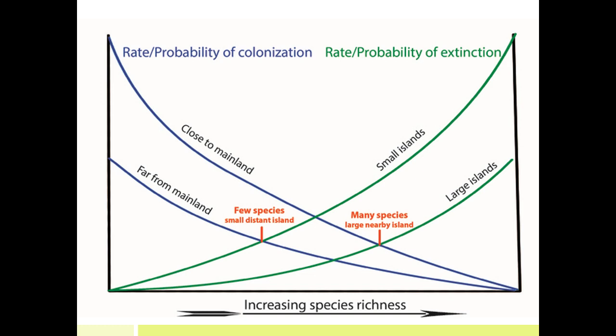So we'll look at that specifically, but the blue lines are the probability or the rate of colonization. So the closer you are to the mainland, you can see on the blue, the closer you are to the mainland, the more species richness you're going to have. The farther you are, the less you're going to have.